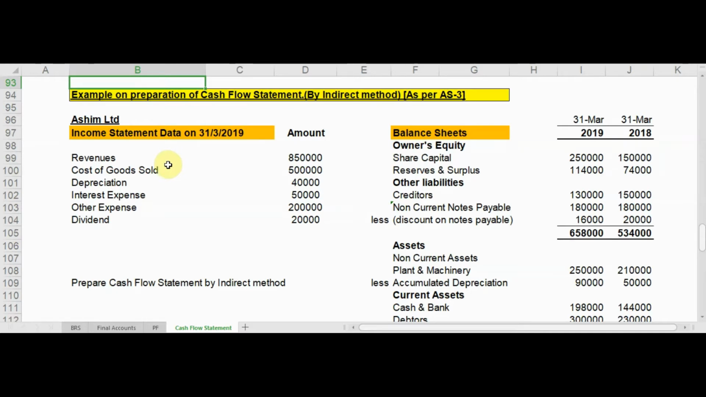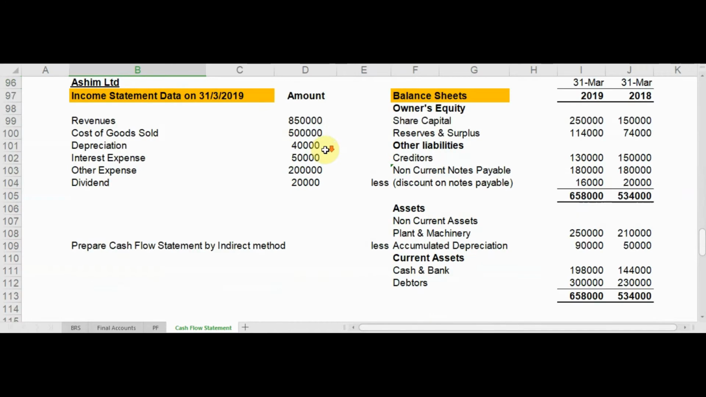So let's start. This is one example on preparation of cash flow statement by indirect method. The income statement of Oshim Limited is given for 31/3/2019 and the balance sheet is also given. If you want, you can pause the screen and take down the problem. Revenues 8,50,000, cost of goods sold 5 lakh, depreciation 40,000, interest expense 50,000, other expense 2 lakh and dividend 20,000.